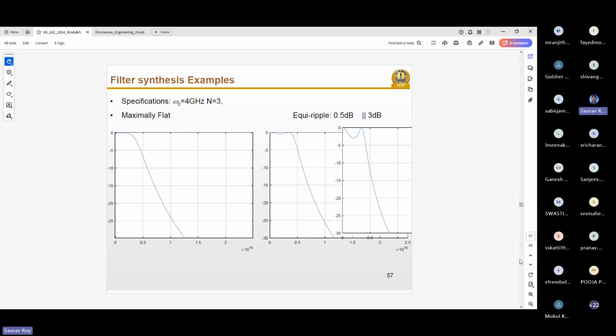Now these are some examples of what you get. Maximally flat, or Butterworth, is the left one, and you see an equiripple filter on the right side. One you get for 0.5 dB ripple and another is 3 dB ripple. So you can clearly see how the roll-offs are different for the two cases.